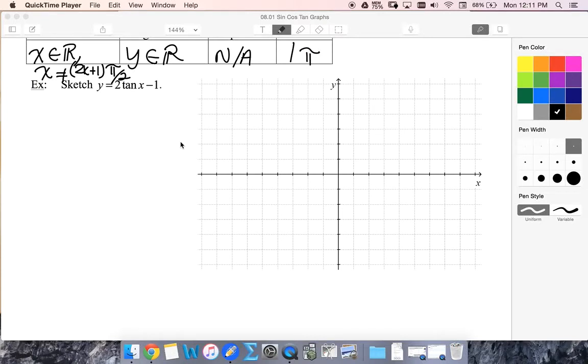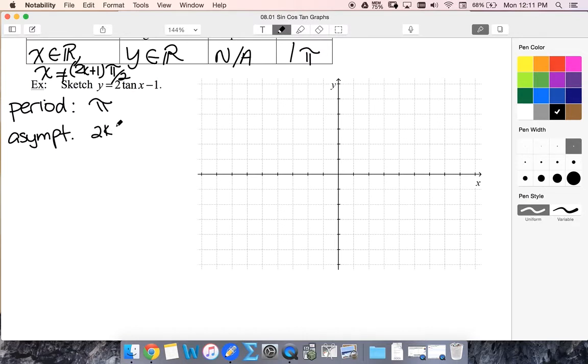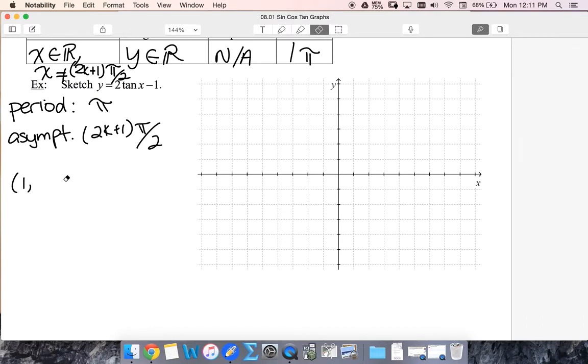So with tangent, we're not thinking about things like principal axis or amplitude, but we still think of period, and in this case we have no change in period, so our period is going to be pi. We have no phase shift, which means we still have asymptotes at (2k+1)pi over 2. And now we had the point originally pi over 4, 1.